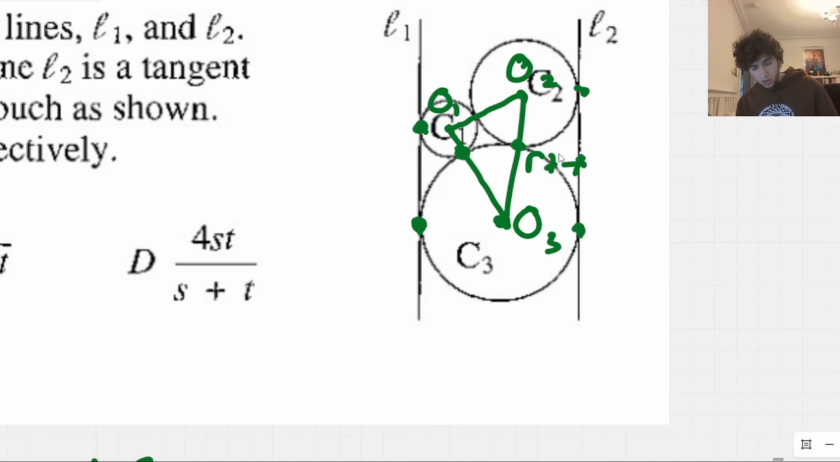Okay, so obviously this length here is just going to be 2r, effectively, because this point is a tangency point to the center, that's going to be r. And then the center to there, that's also going to be r.